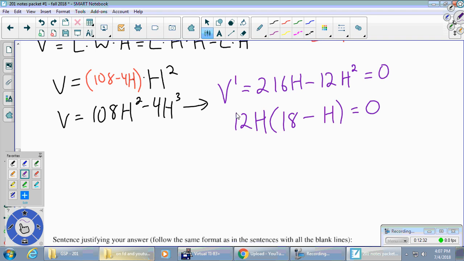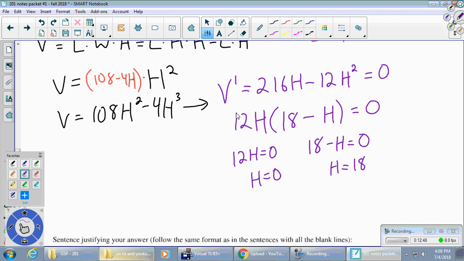And then we take each piece and set it equal to 0. So 12H equals 0, that's 1. And then 18 minus H equals 0, that'll be the other equation. H equals 0, that sounds fishy to me, but maybe. And then H equals 18 over here. I guess I would add H to both sides. So those are our critical points.